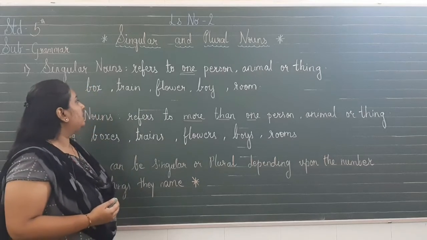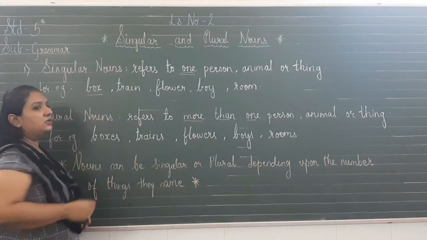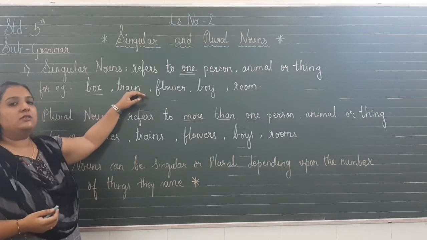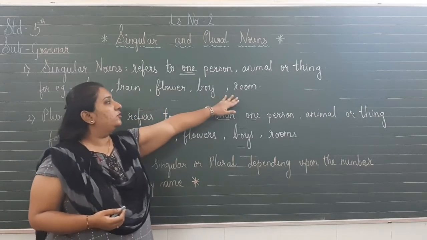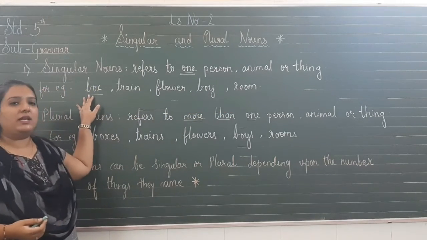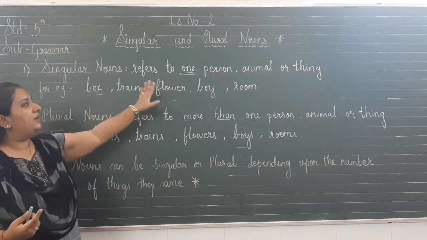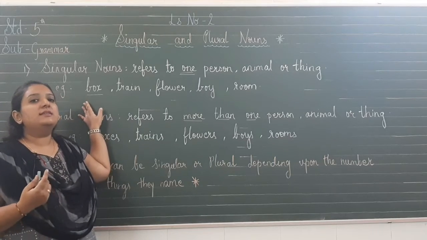Let us have a look at the examples. Box. Here box is one box, so it is a singular noun. Same way goes with train. Train is also one, so it is a singular noun. Same way goes with flower, boy, room. These all are one in number. Anything which is one, person, animal, thing which is one, means singular.